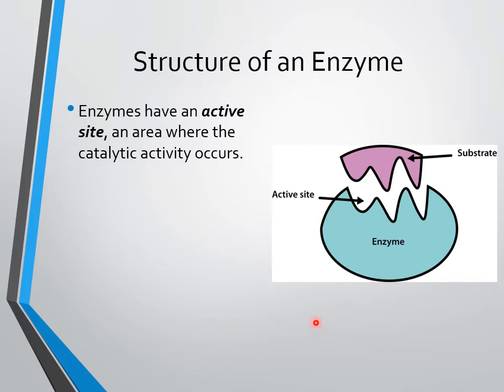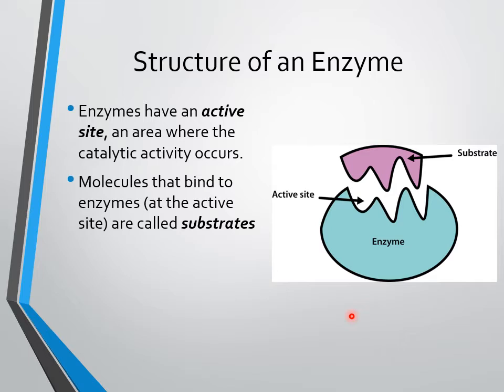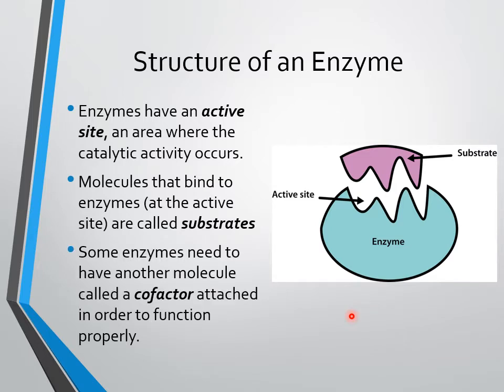So here's the structure of an enzyme. We have an active site. It is open. It is waiting for a substrate to come bind to it. Whenever that substrate binds to it, then we are able to do work. Sometimes they also need something else called a cofactor, but we're not going to really worry about that. Just know that this enzyme has an active site. This substrate comes into this active site, and then the enzyme becomes active.